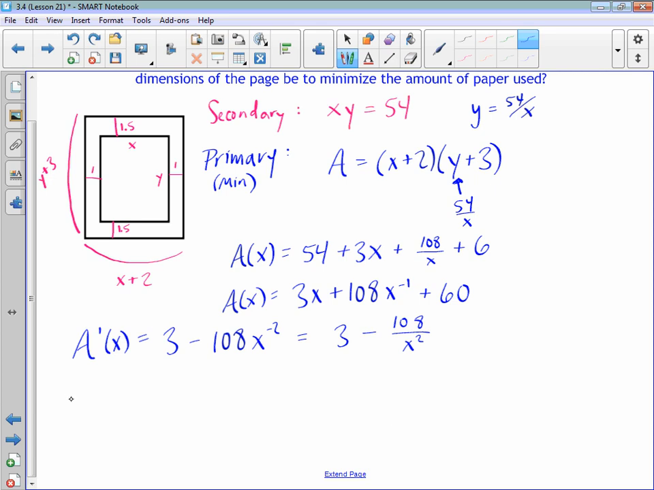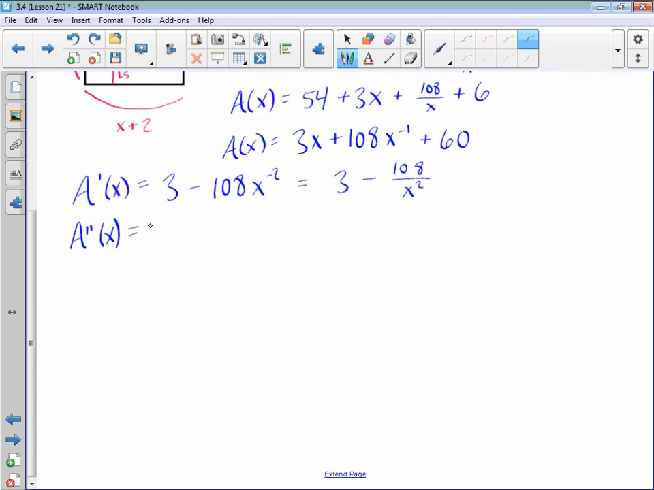So if I'm going to use the second derivative test, I'm going to need my second derivative, so I'm just going to take it right now. So the derivative of 3 is? 0. And what's the derivative of this piece here? 216x to the negative third, which is the same as 216 over x cubed, right? Now what do I have to do next? Find when what's undefined?